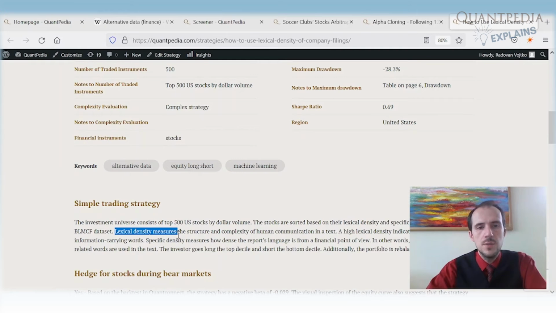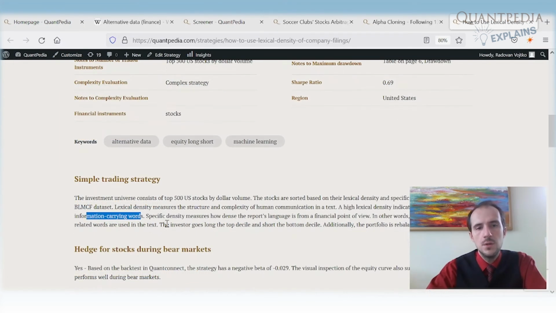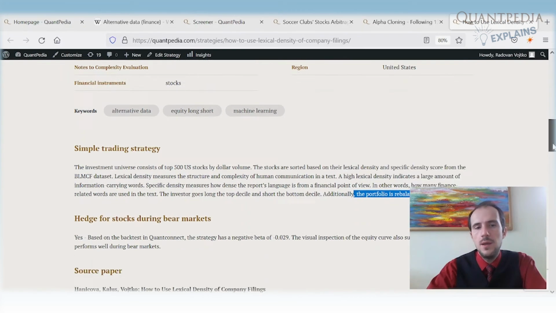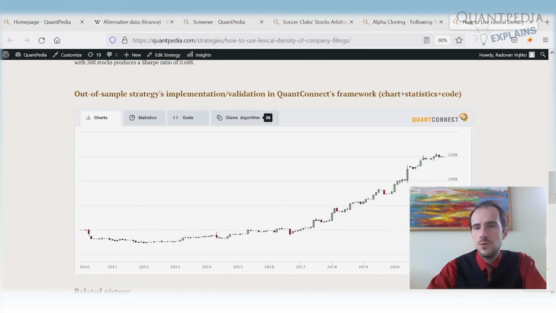The lexical density measures the structure and complexity of human communication in text. High lexical density indicates a large amount of information, and low lexical density indicates a low amount of information-carrying words. We go long the top decile of the stocks with a lot of information-carrying words, with high lexical density, and we short the bottom decile. The portfolio is rebalanced on a monthly basis, and the strategy has interesting performance.